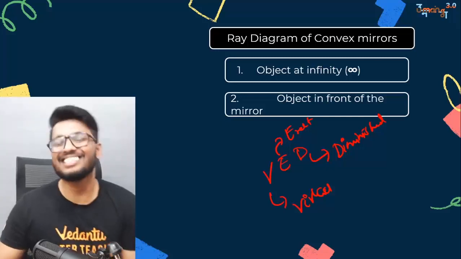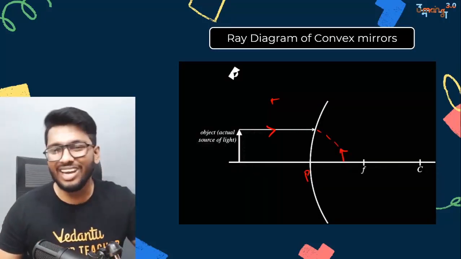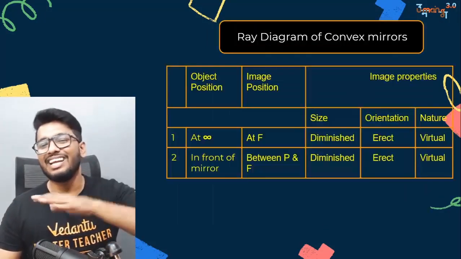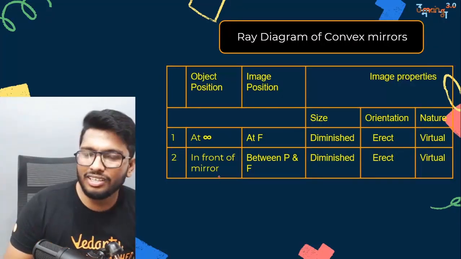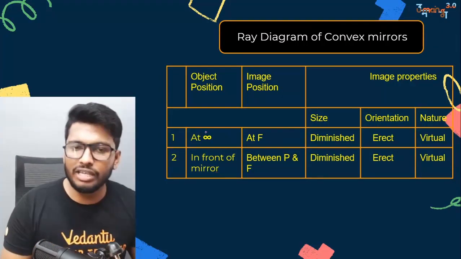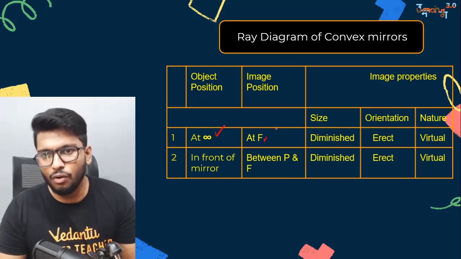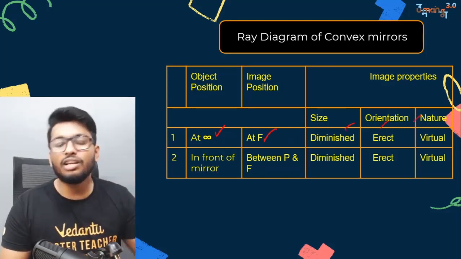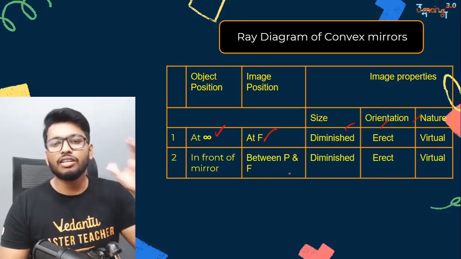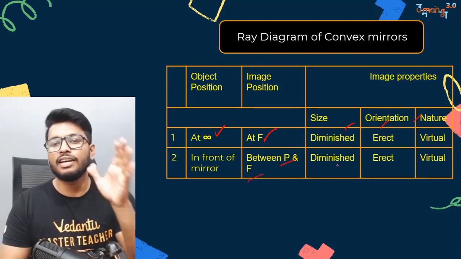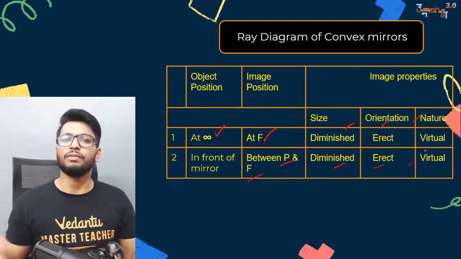All right. So that is it, guys. So that is Vedantu's VED. Just remember it like that. Virtual, erect, and diminished. That's it. And yes, guys, this is what the image properties are. When the object is at infinity, image is going to be formed at focus. It's going to be diminished, erect, and virtual. When the object is anywhere in front of the mirror, the image is going to be formed between pole and focus. It's going to be diminished, erect, and virtual. Simple.